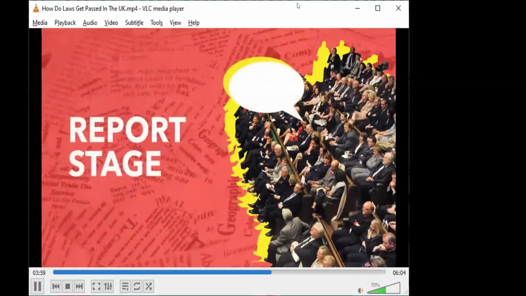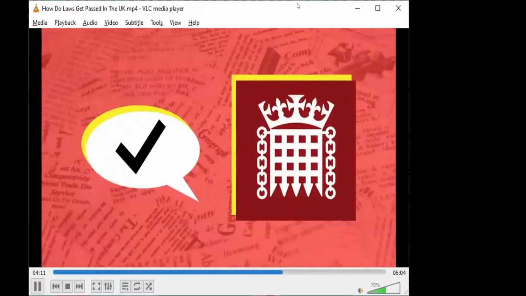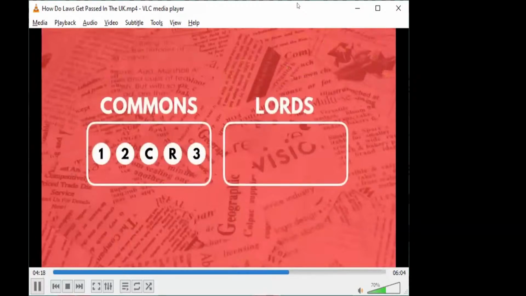Once the whole of the House has had the opportunity to suggest amendments, the bill goes on to its third reading. Usually there's little debate. At the end of this stage, the bill is voted on. If it succeeds, then it goes on to the House of Lords. At this point, the process is repeated in generally the same format in the House of Lords. Like in the House of Commons, the bill goes through a first reading, second reading, committee stage, report stage, and third reading in the House of Lords.